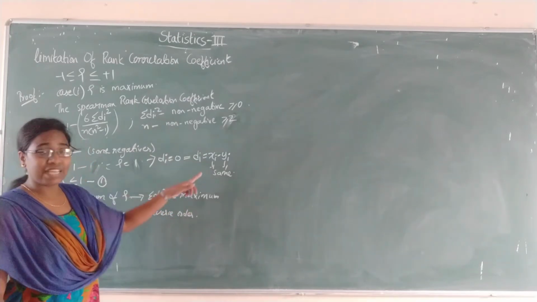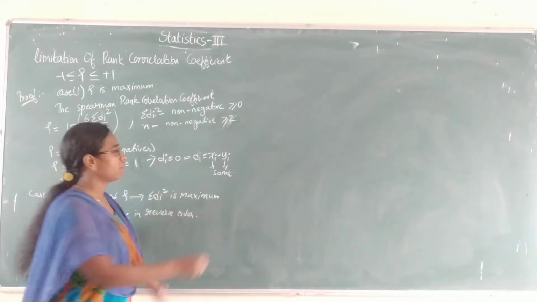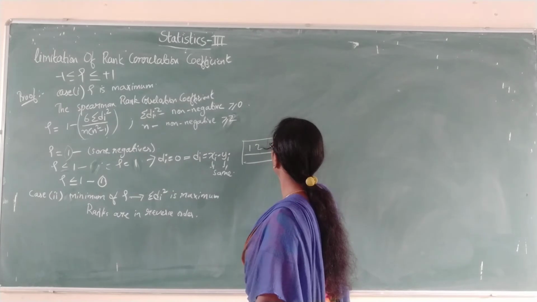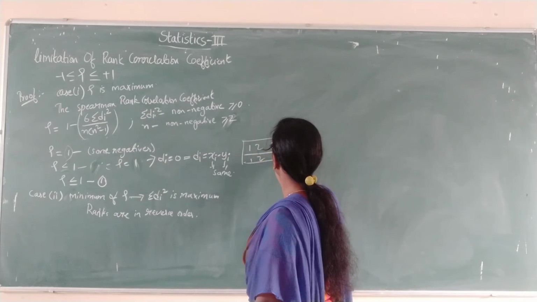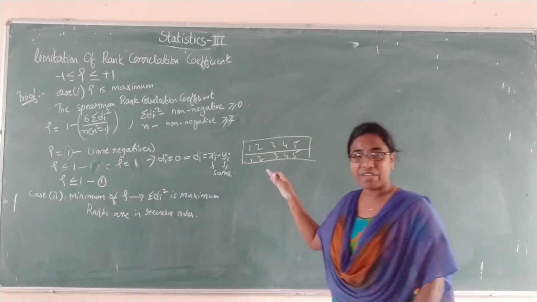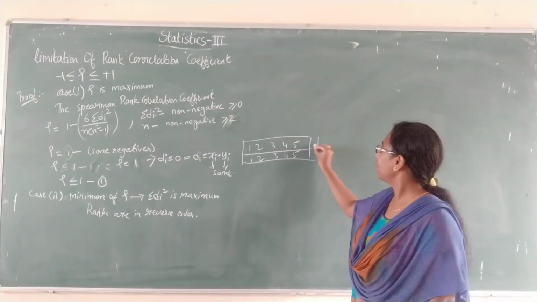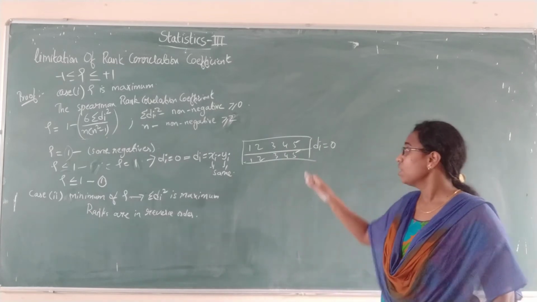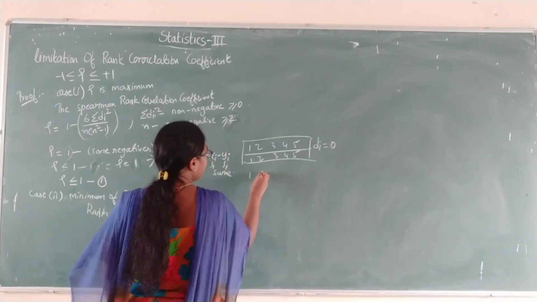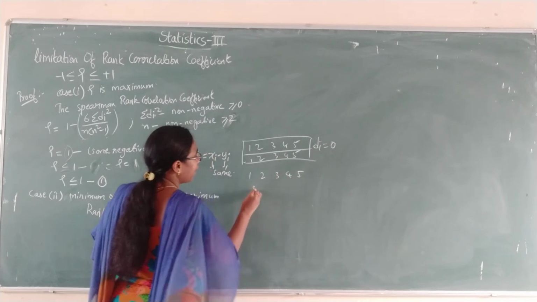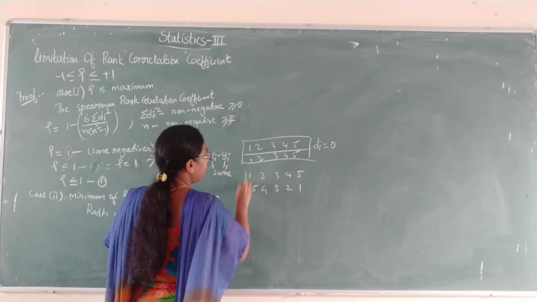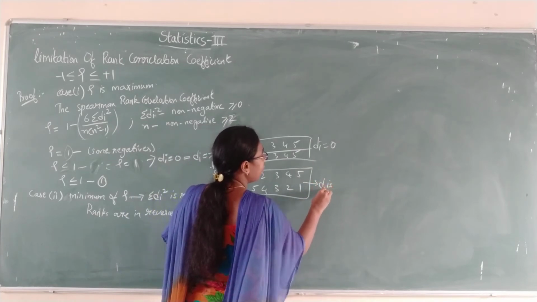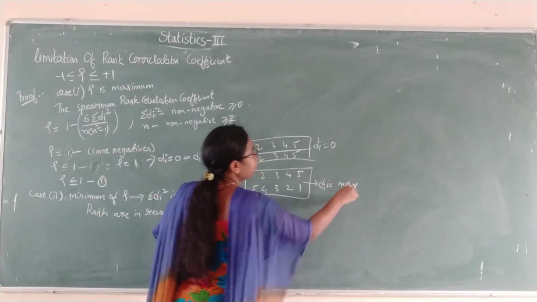If you have the same ranks, suppose these are the ranks 1, 2, 3, 4, 5, and here also 1, 2, 3, 4, 5, then obviously you will get the value 0, since all the values have the same ranks. Suppose you have the reverse order, that is 1, 2, 3, 4, 5 and 5, 4, 3, 2, 1. If you have the ranks like this, then obviously this di will be the maximum value.